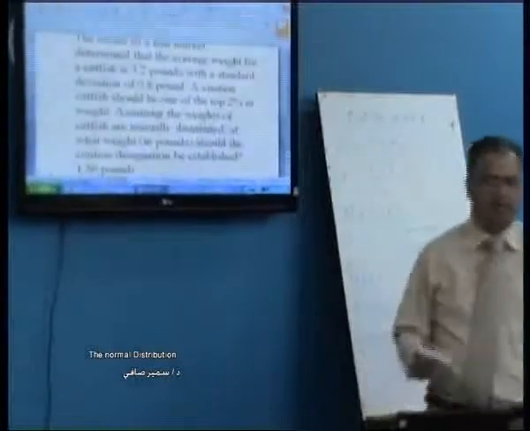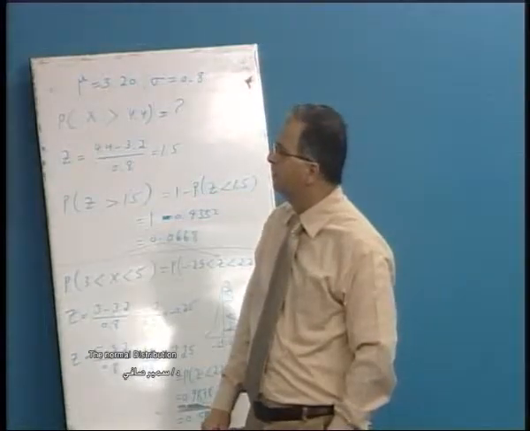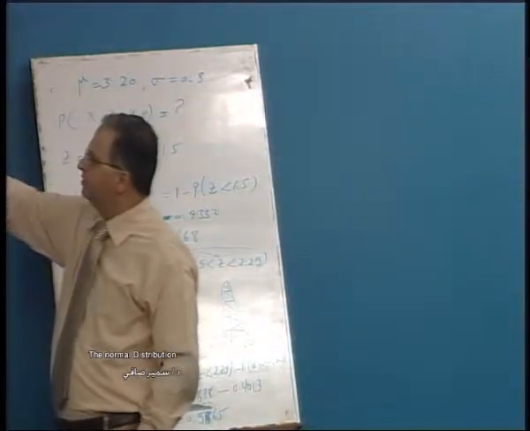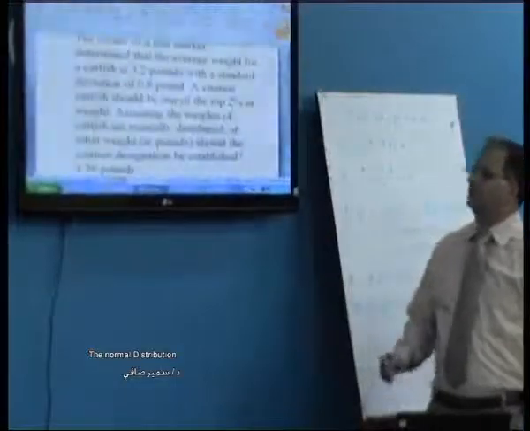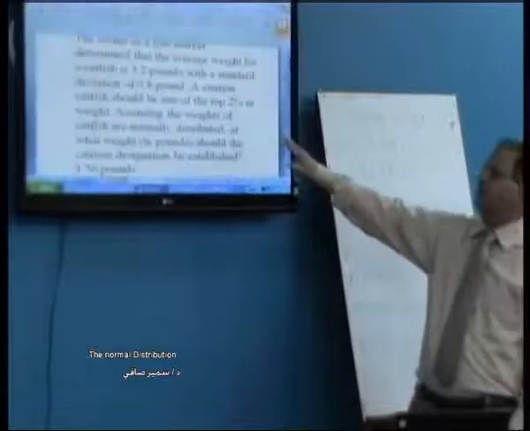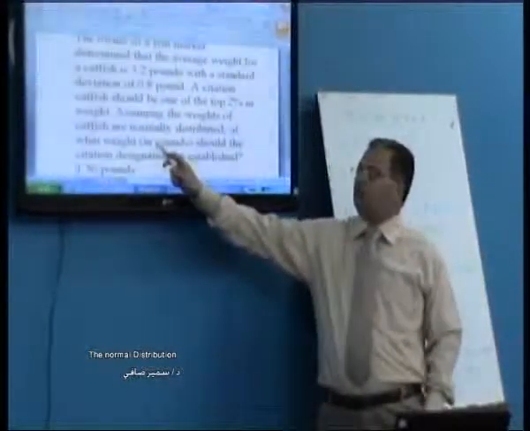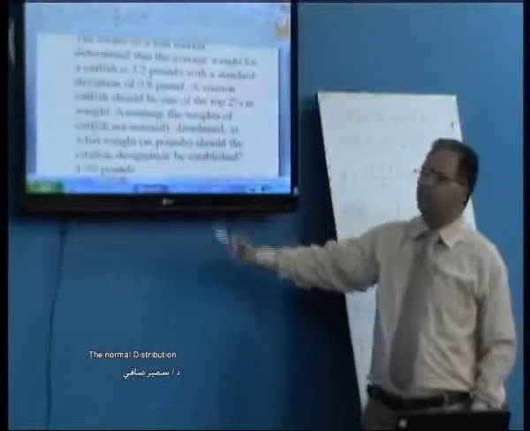Now, the other question for the same problem: a citation catfish should be one of the top 2% in weight. Assuming the weights of catfish are normally distributed, at what weight in pounds should the citation limitation be established?